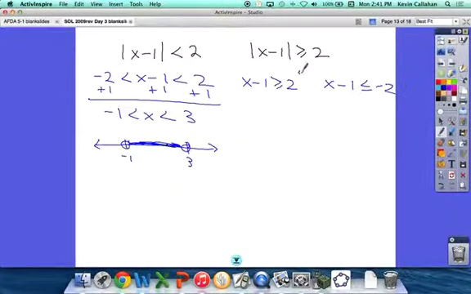Less than or equal to -2. And those are tied together with the "or." That's a compound inequality. Now solve them both. Add 1.